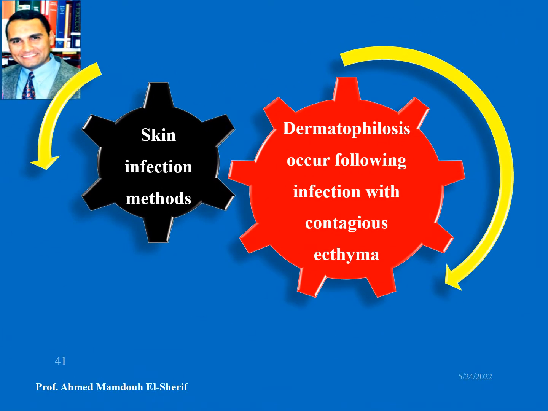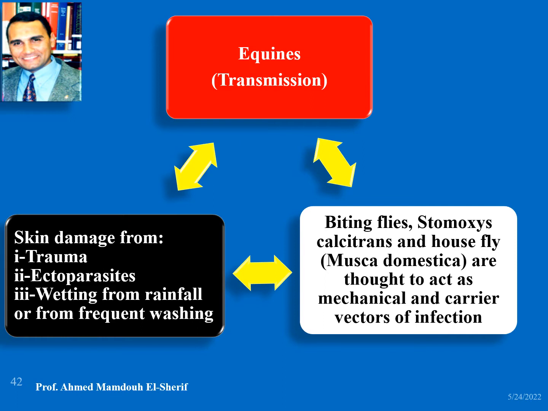Also, one way of skin infection is the occurrence of dermatophilosis following infection with contagious eczema. Transmission in case of equines occurs through biting flies, Stomoxys, and housefly, which are thought to act as mechanical and carrier vectors of infection. Skin damage of equines may occur due to trauma, ectoparasites, wetting from rainfall, or from frequent washing.